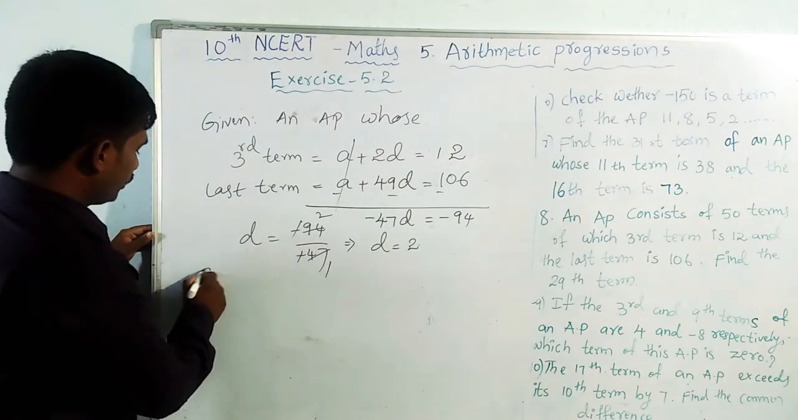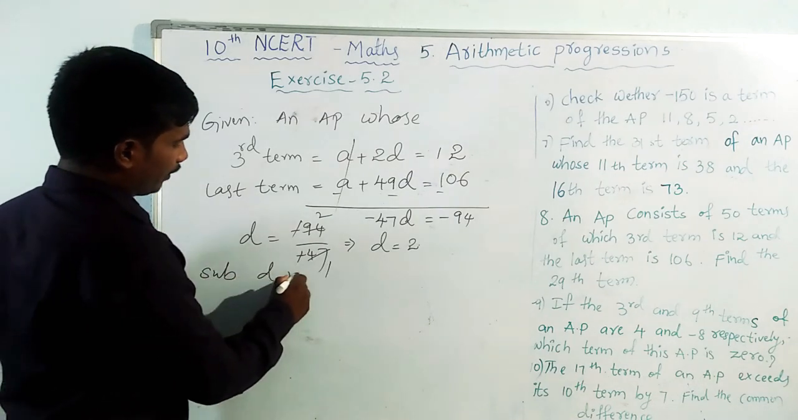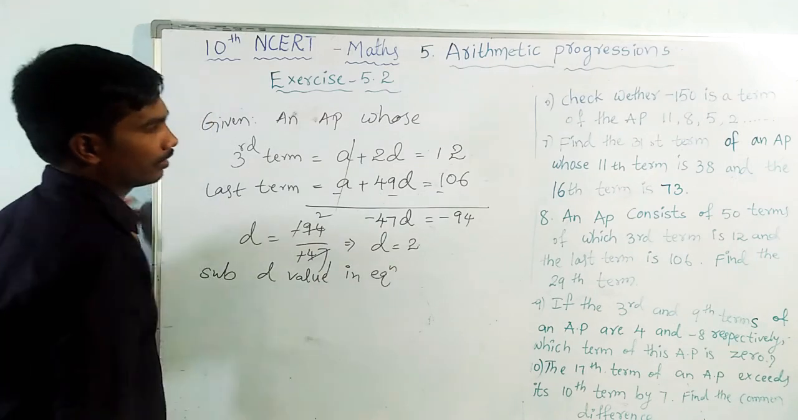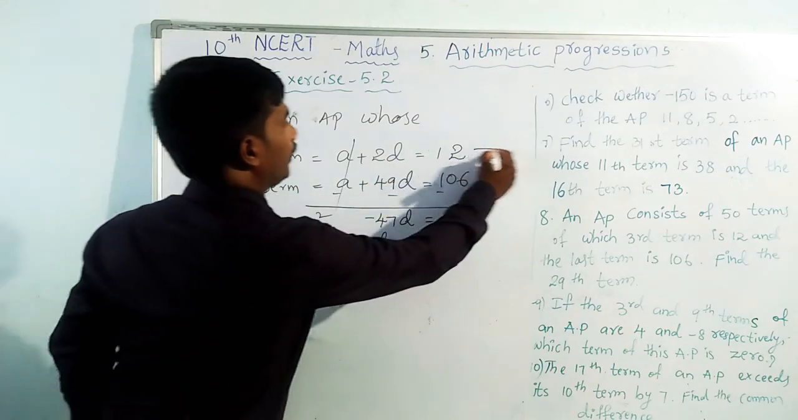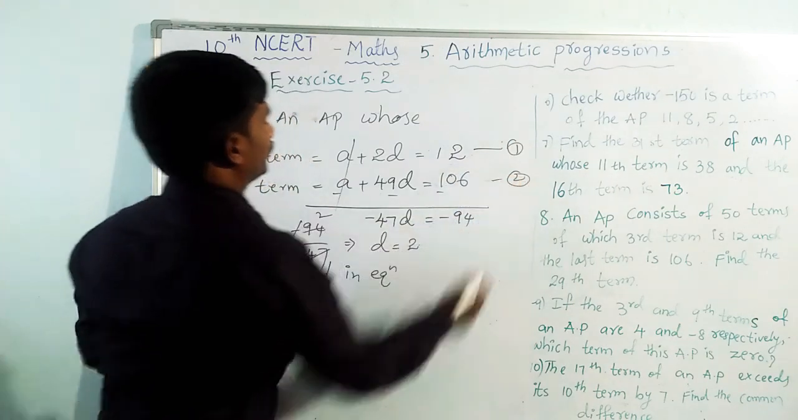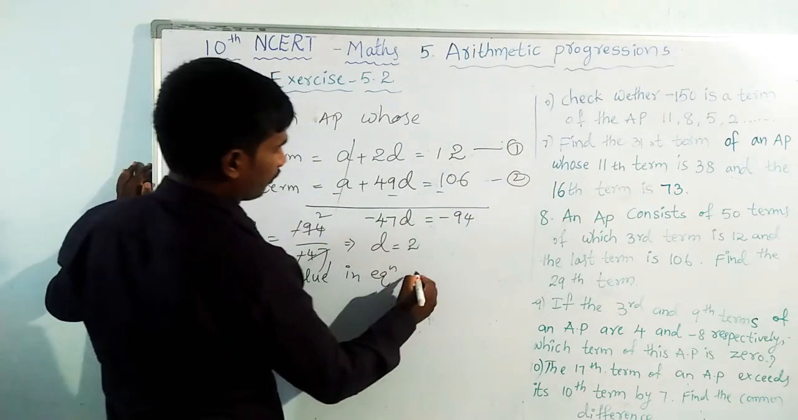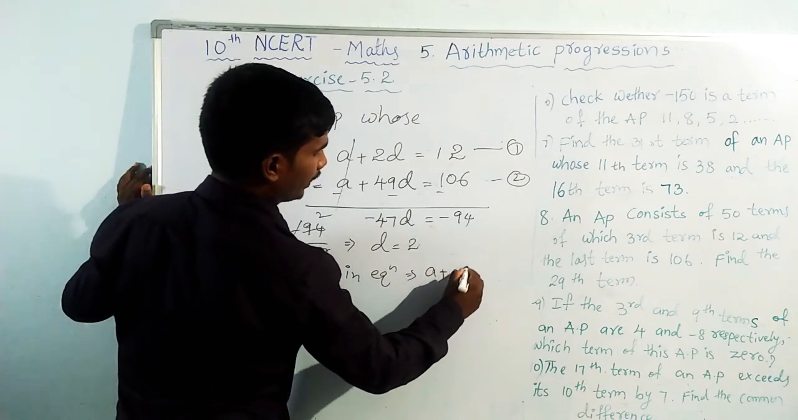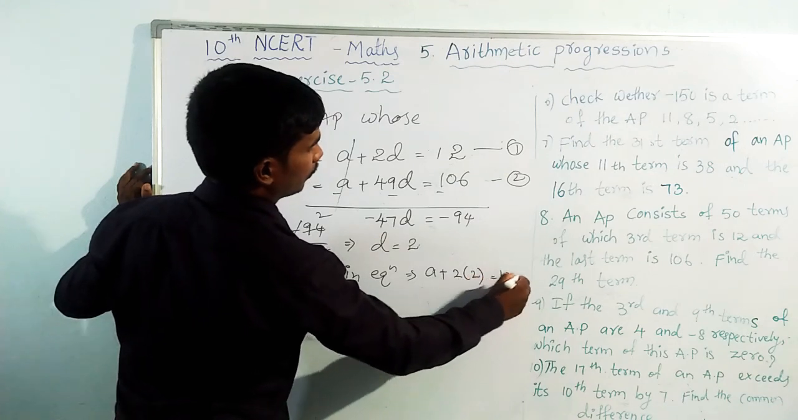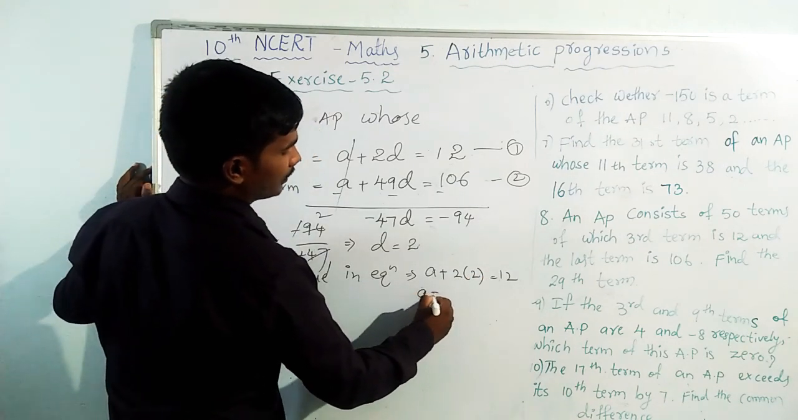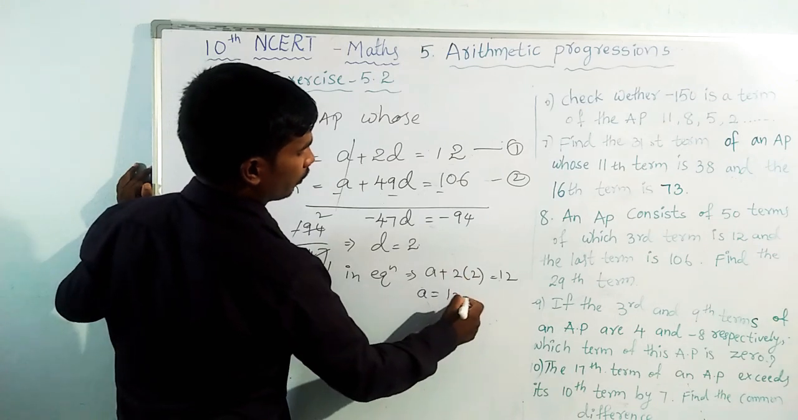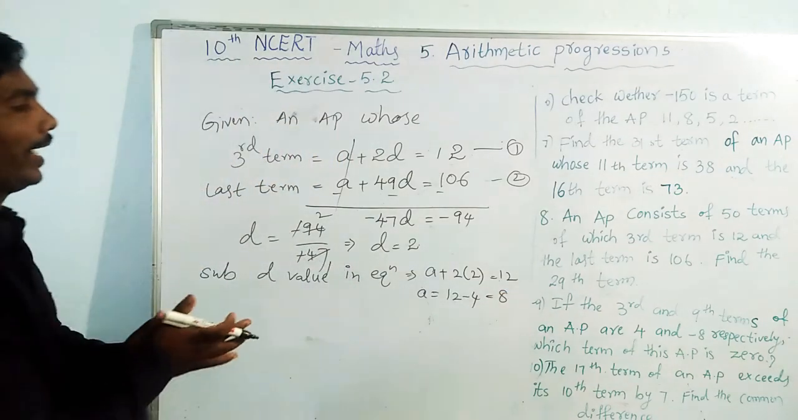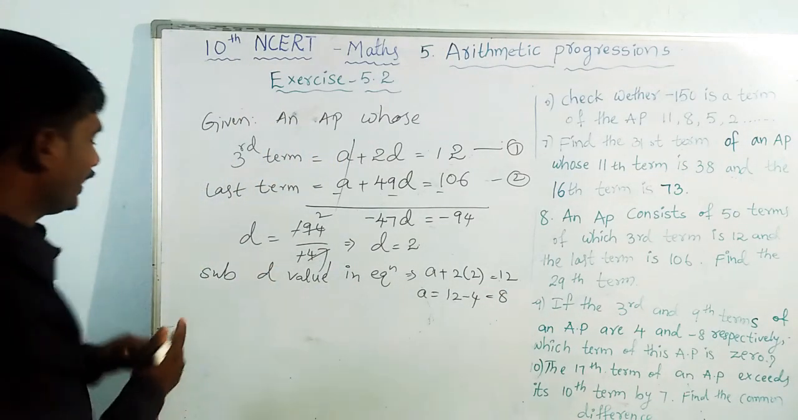Now substitute this D value in equation 1 or 2. Yes, now I am substituting this D value in equation 1. Then A plus 2D is equal to 12. A plus 2 into 2, that is 4, is equal to 12. So 12 minus 4 is equal to 8. A value is 8. Now we have to find the 29th term.